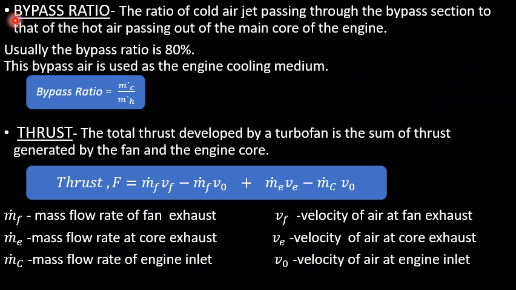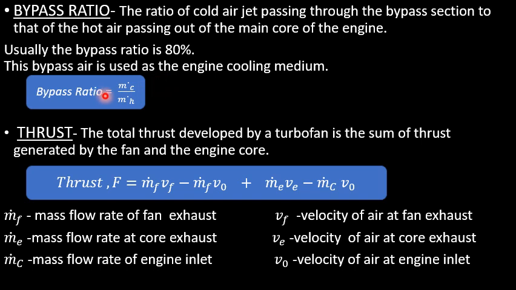Here are some important terms related to the turbofan engine, and the first is the bypass ratio. Bypass ratio is defined as the ratio of the cold air passing through the bypass section of the engine to that of the hot air passing out of the main core of the engine. Usually for engines the bypass ratio is 80%. The bypass air is used as the engine cooling medium.